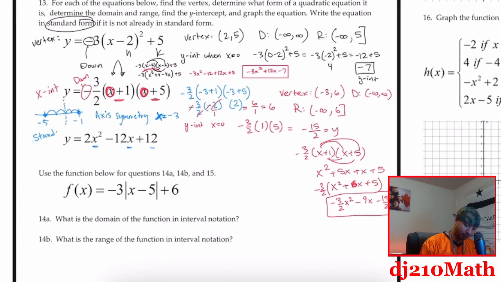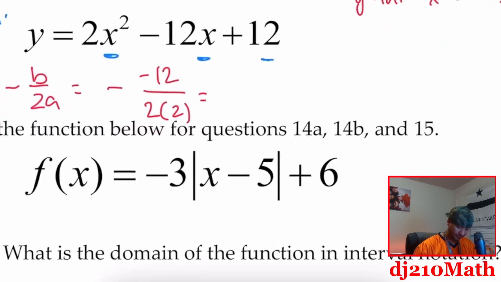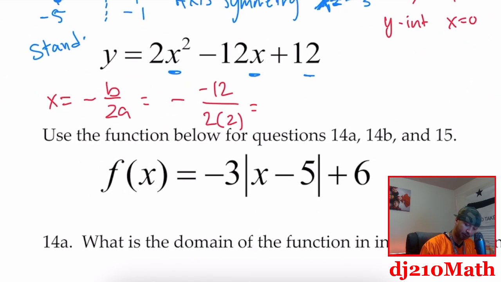The vertex, however, we have a nice little formula. The x component of the vertex is negative b over 2a. So in this case, negative b, so negative 12. The negative 12 is part of the b. The negative that's out in front is part of the formula. 2 times a, which is 2. So negative times a negative is a positive, so 12 over 4, which is 3. So the x component of the vertex is 3.